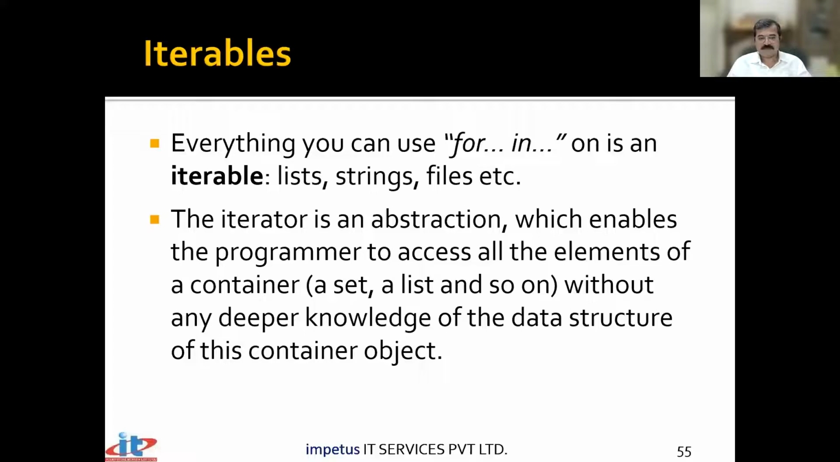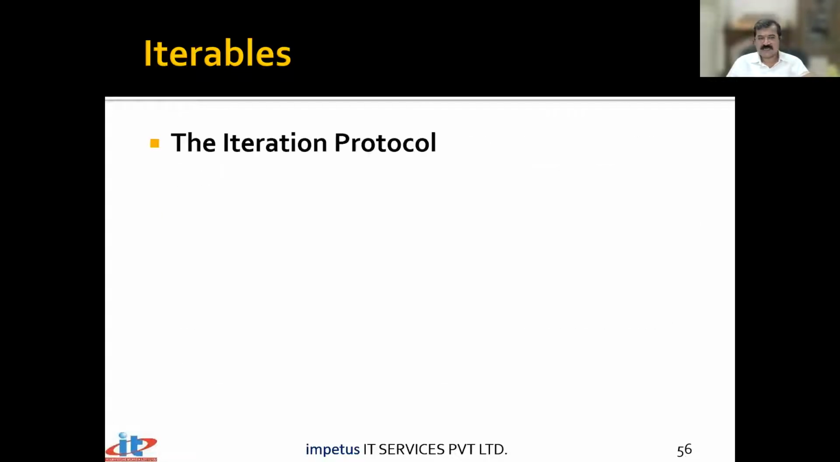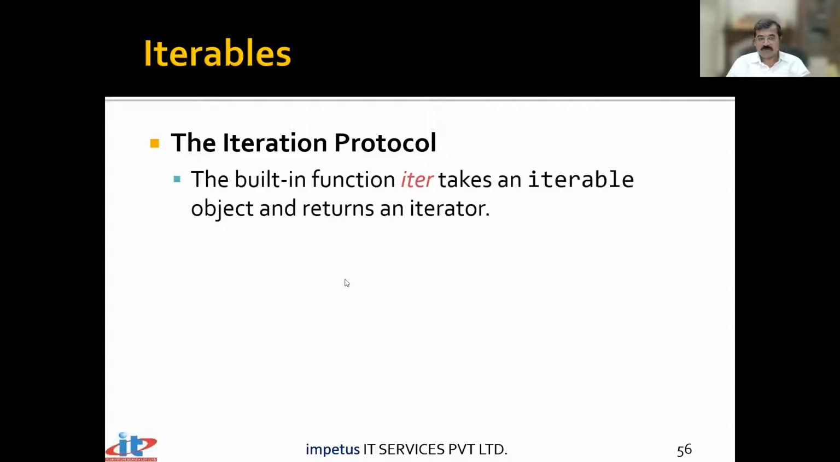So iterators are such abstractions. An iterator is an abstraction which enables the programmer to access all the elements of the container without any deeper knowledge, meaning without you and me having deeper knowledge about the data structure of this container. So without knowing how that container is organizing the data in memory, we can still access the data inside the container. So the iterator protocol says the built-in function iter takes an iterable object and returns an iterator.